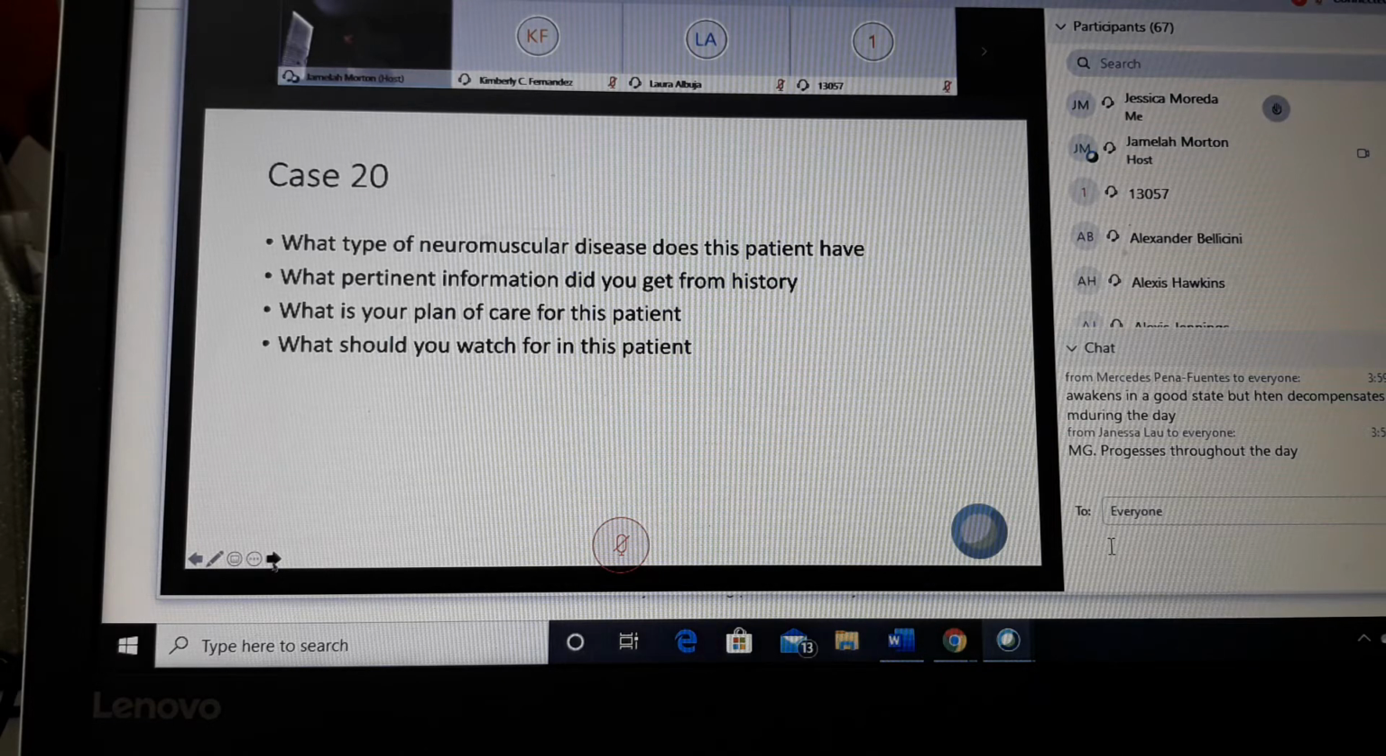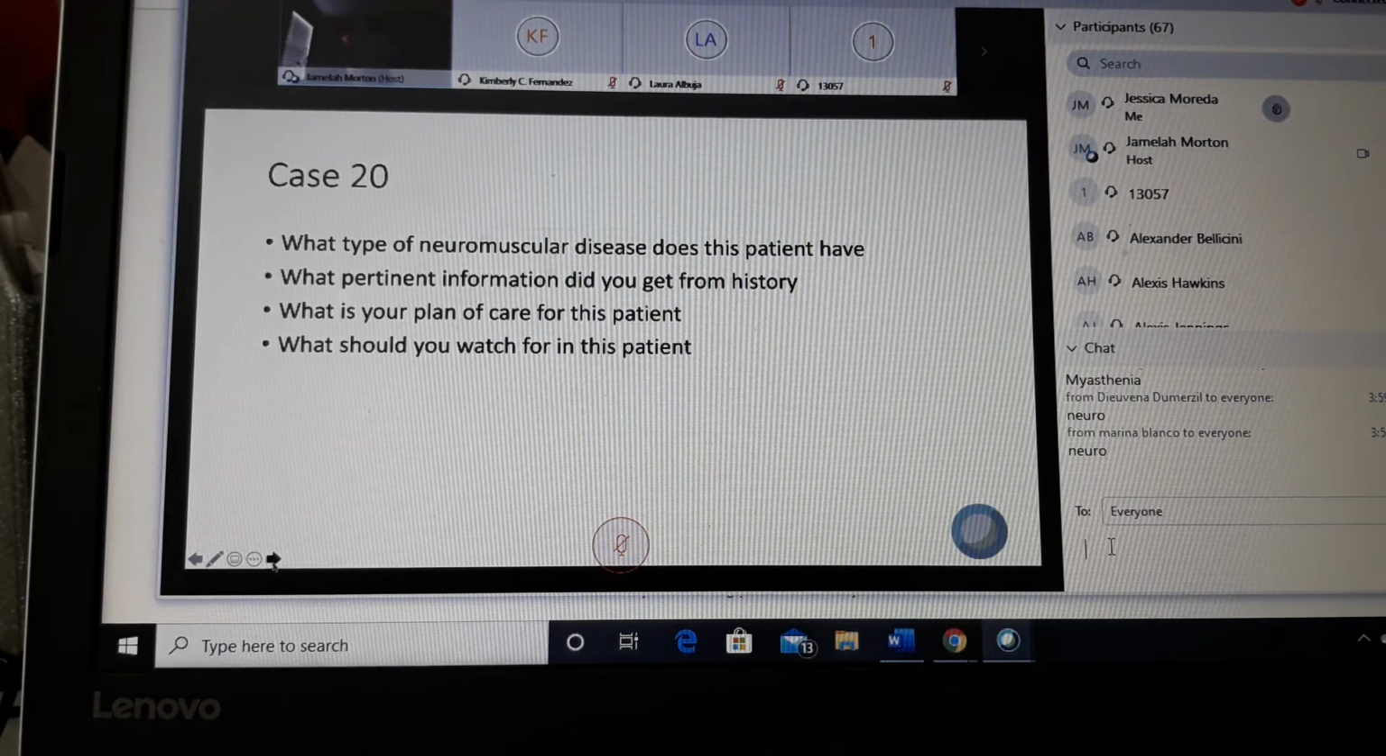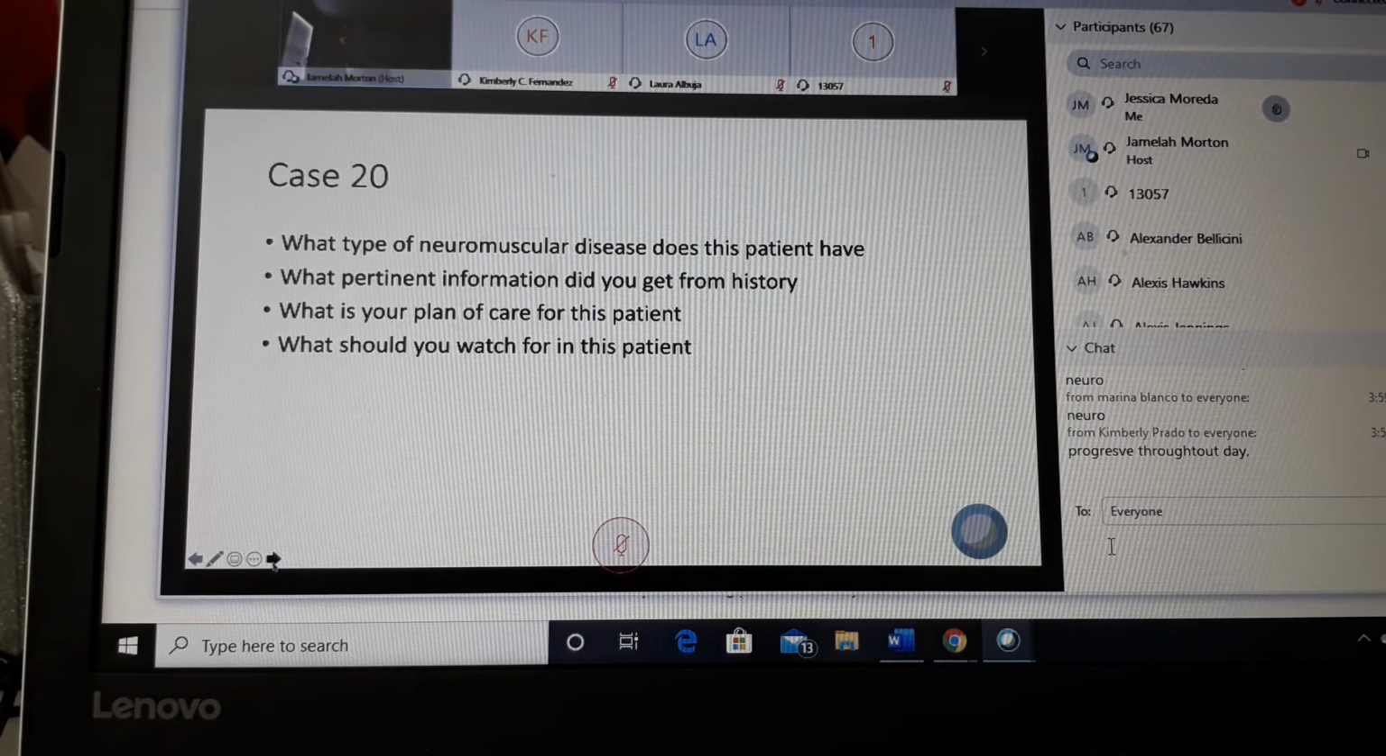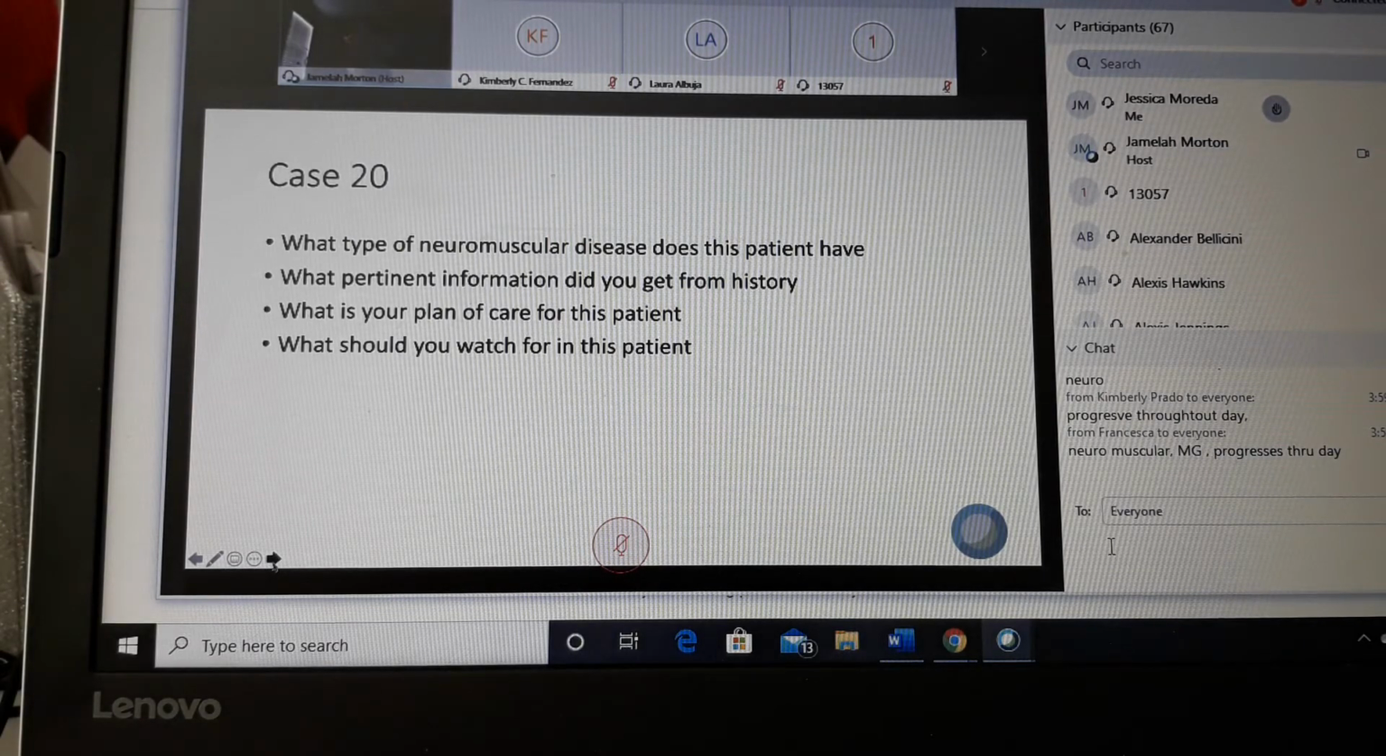Likely neuromuscular, yes. What pertinent information did you get from the history? He's having changes throughout the day. He's having ptosis. He's having diplopia, so cranial nerve 3 is significantly affected. He's having weakness that is progressive, okay? All those things, okay? What is your plan of care for this patient?